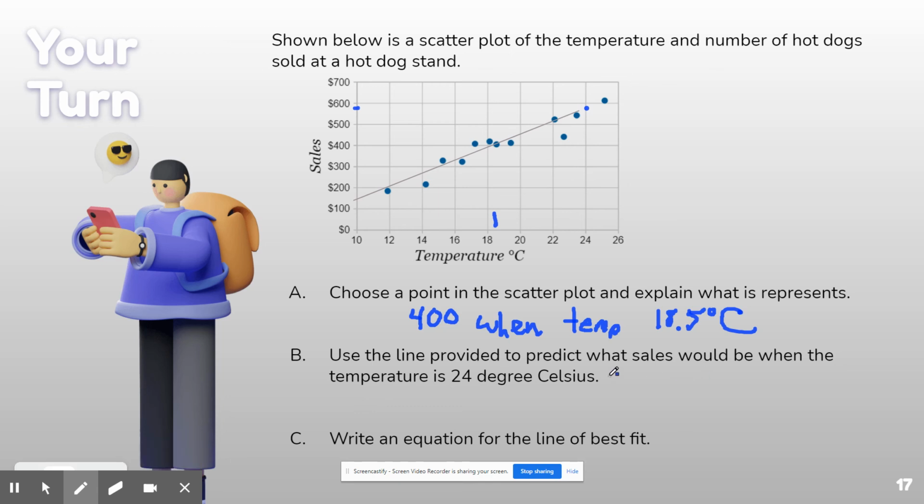Huh? 5 what? I didn't hear you. 575. Anybody else got something different? 575 is an acceptable answer. 580, 590, 560. All of that's going to be acceptable because it's an estimate. You can't tell exactly what it is. It's an estimate. Then it says write the equation for the line.